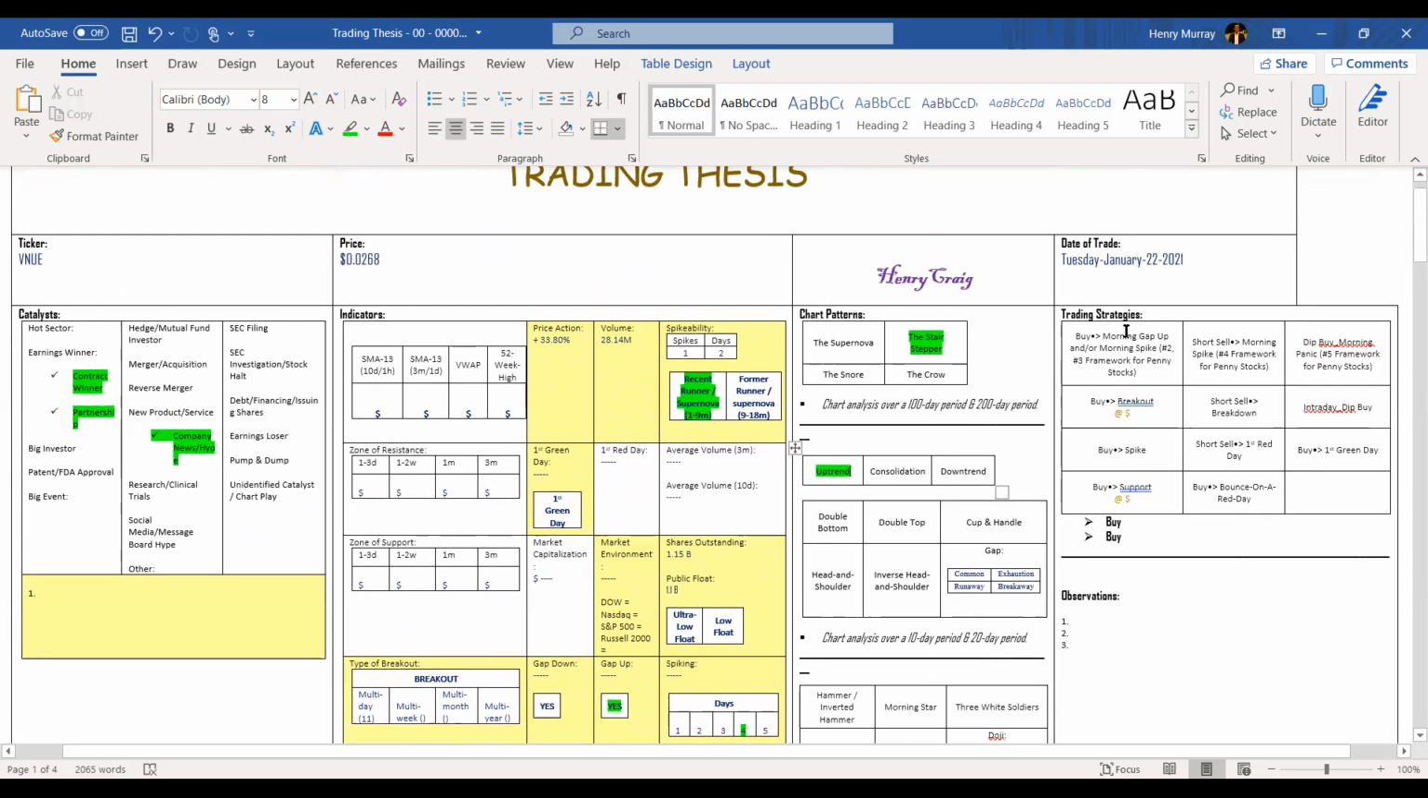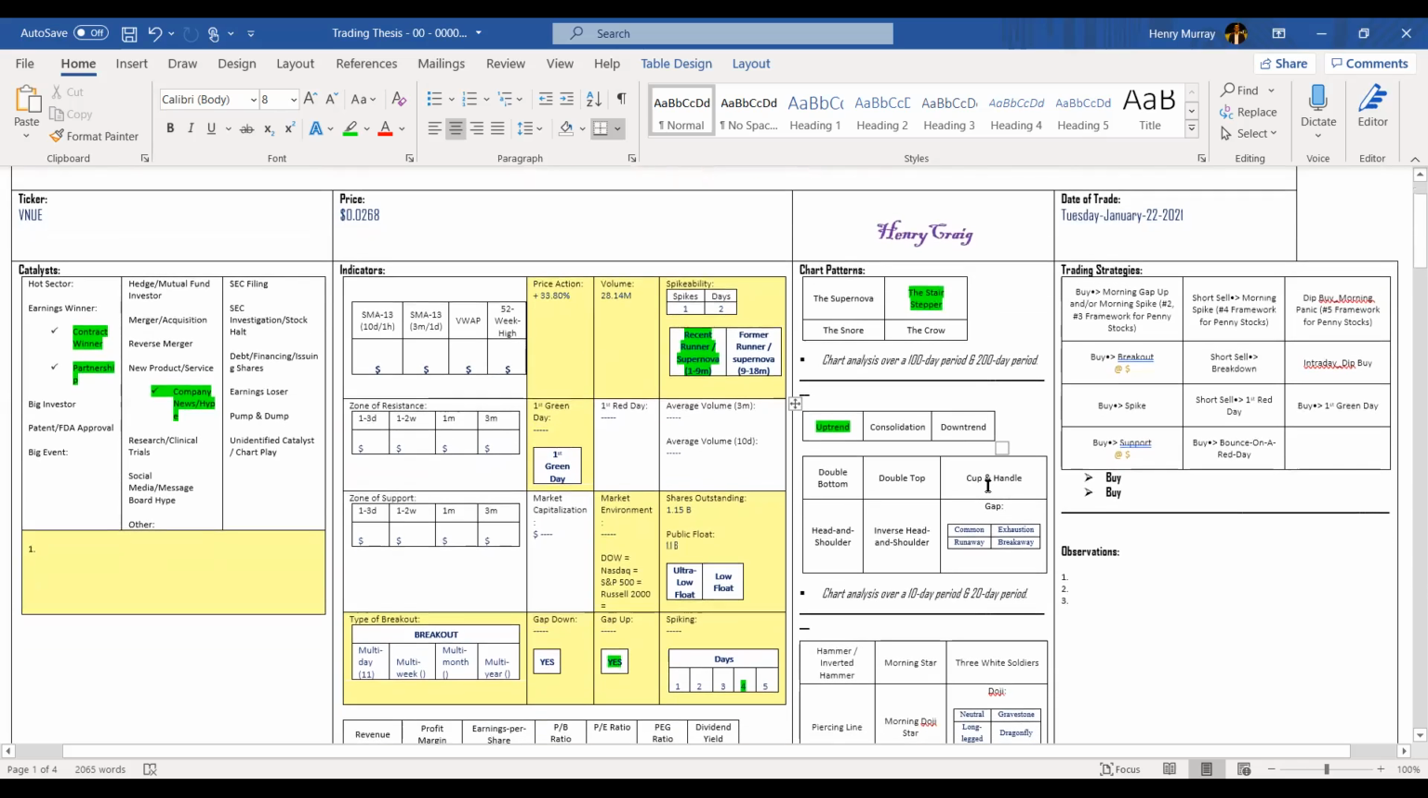Now, another important pattern, what is my trading strategy? I've already identified the catalyst, if there are any. I've already identified important indicators. I have already determined my preferred chart pattern that I want to trade, which is the stair stepper. And in other cases, it might be the supernova. I also identify that it's in an uptrend.